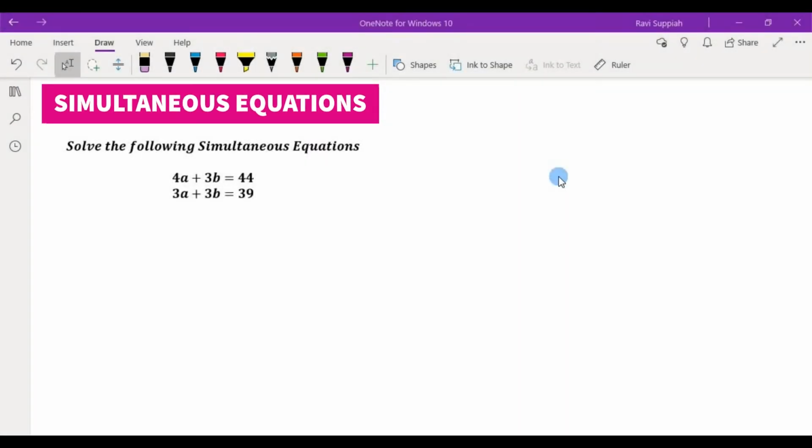Hi, let's look at these simultaneous equations and how we can solve them by using the elimination method. In the elimination method that we are going to learn in this video, what we aim to do is to eliminate or get rid of one of the variables here. So we have two variables, a and b, and we have two equations.